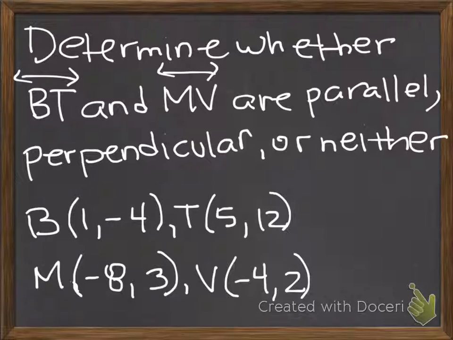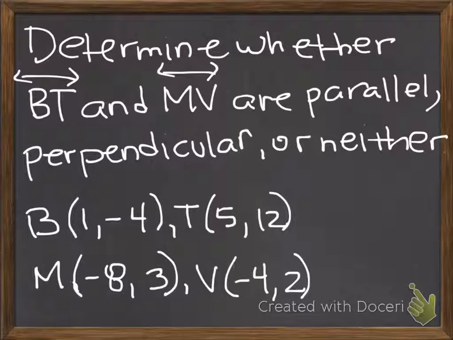Here we're supposed to determine whether the two lines are parallel, perpendicular, or neither. So again, we're finding slope of each line and testing to see whether they have the same slope, which would be parallel, whether they have opposite signs and reciprocal slopes, which would be perpendicular, or they have neither of these.